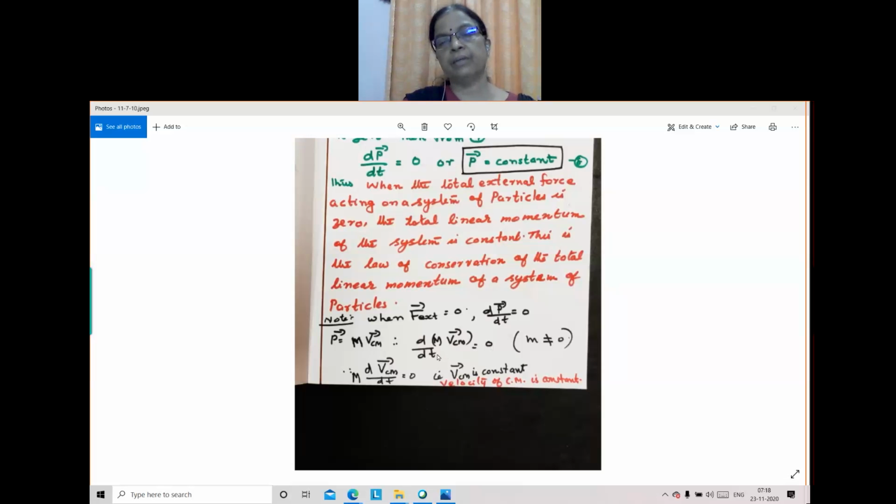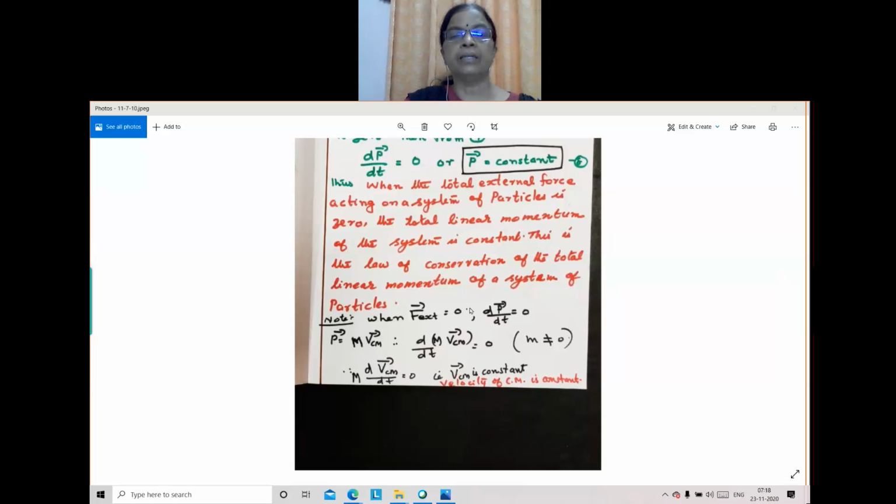Center of mass. So d by dt of velocity of center of mass equals 0. M is not equal to 0, we know total mass can never be 0. Then d by dt of velocity of center of mass is 0. We have studied the derivative of a constant is 0. So what we get? Velocity of center of mass is a constant.